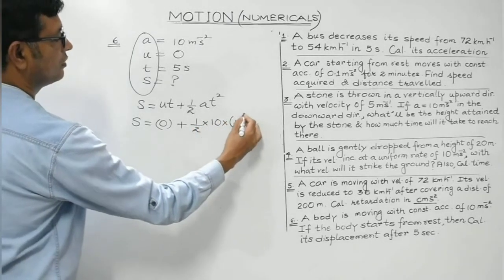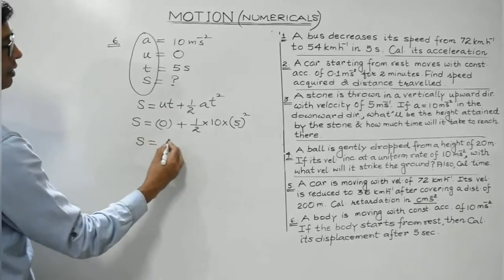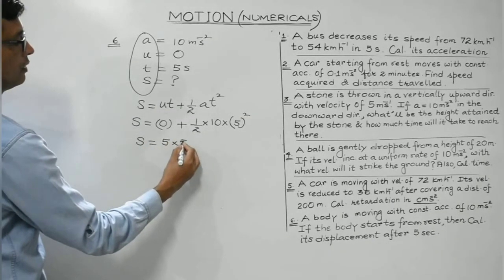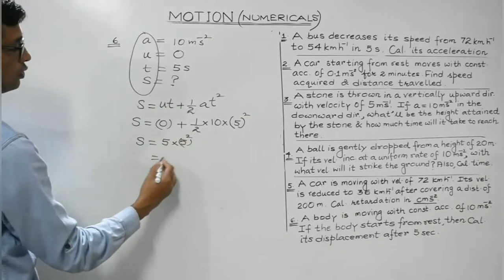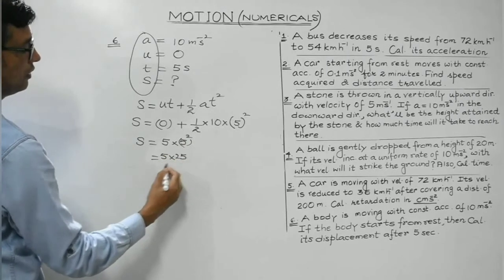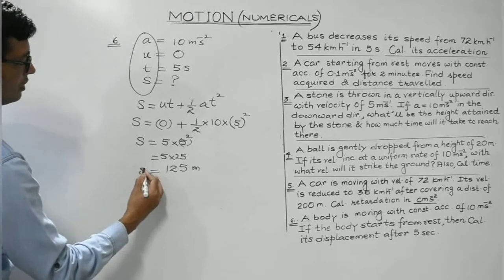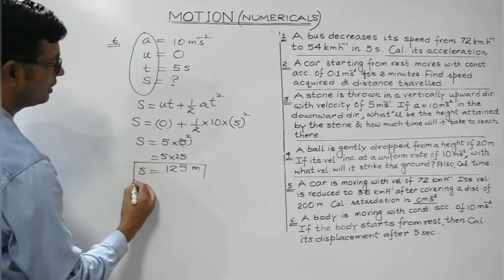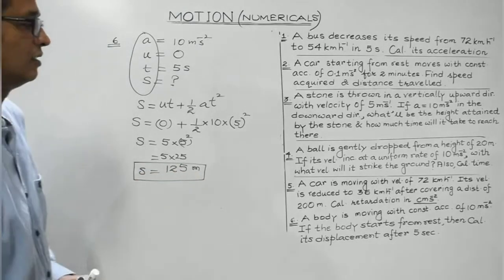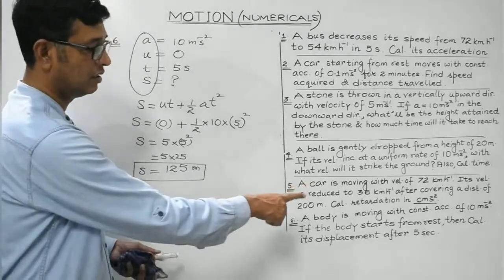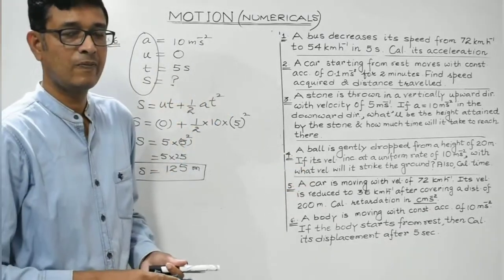It's going to be 5. So what you get is half multiplied by 10 multiplied by 5 square. So it is 5 multiplied by 25. So it is 125 meters. Right? So this will be the displacement covered by the body during 5 seconds.